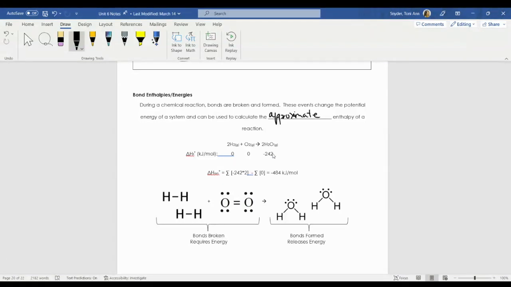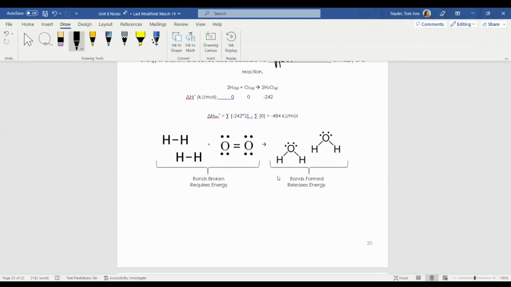So just keep that in mind as to why those two values are a little bit different. And you can calculate the heat of reaction. So if I take the sum of those products minus the sum of the reactants, I get negative 484 kilojoules per mole. Let's go ahead and consider, okay, well, what about the energy of the bonds and how does that affect your heat of reaction?